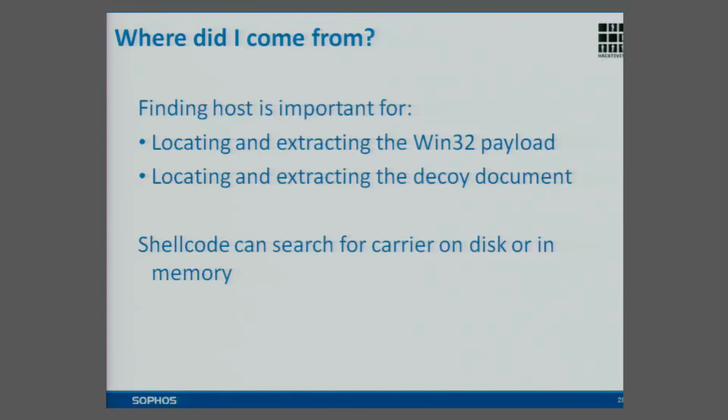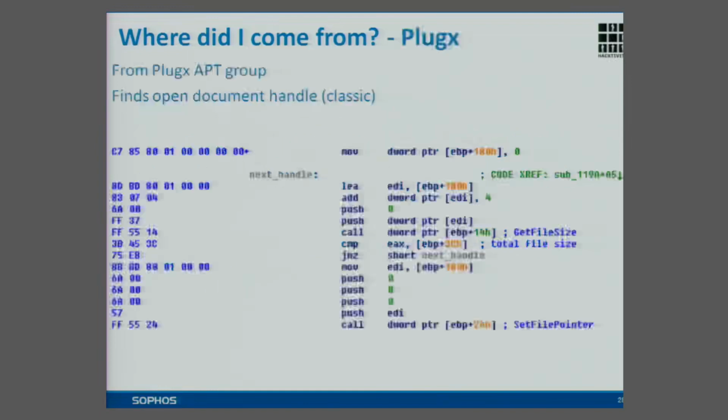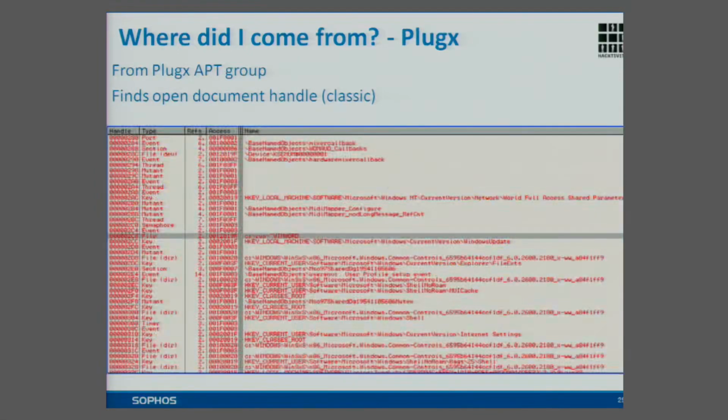Anyway, the original carrier document has to be located because the embedded payload is there. It has to be extracted in order to be executed. The one way it is used, again from the Plugix samples, is enumerating the open handles on the system. Handles are integers in increments of 4. They can represent different objects. They can represent semaphores, events, directories, registry keys. Some of these handles represent open files. And one of the open files will have to be the hosting document that is just being opened by Word.